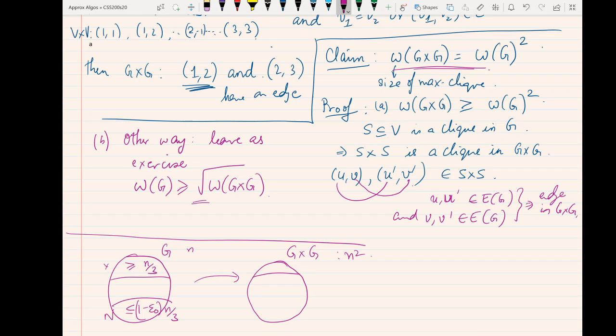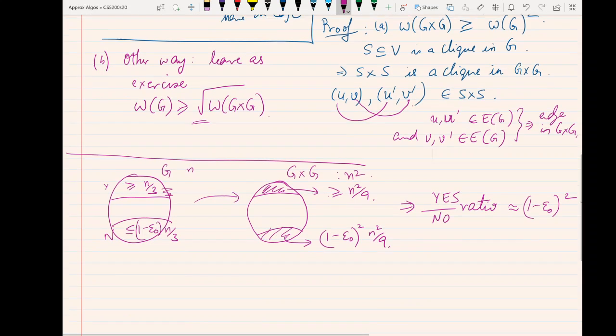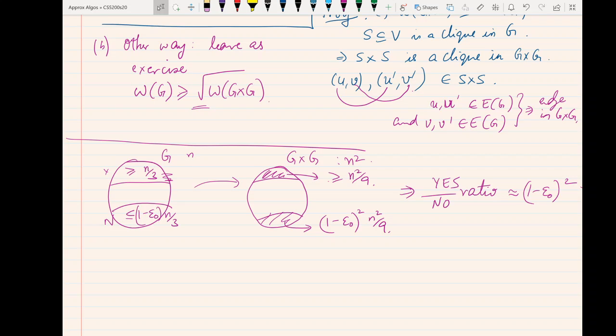and we have found a reduction which maps the yes instances to the yes instances of here, except that now this is greater than n squared divided by 9, and this here is less than or equal to something, which implies the gap factor between the yes and no instances in this new G cross G graph is like 1 minus epsilon 0 squared. Okay, whereas the gap between the yes and no instances was just 1 minus epsilon 0.